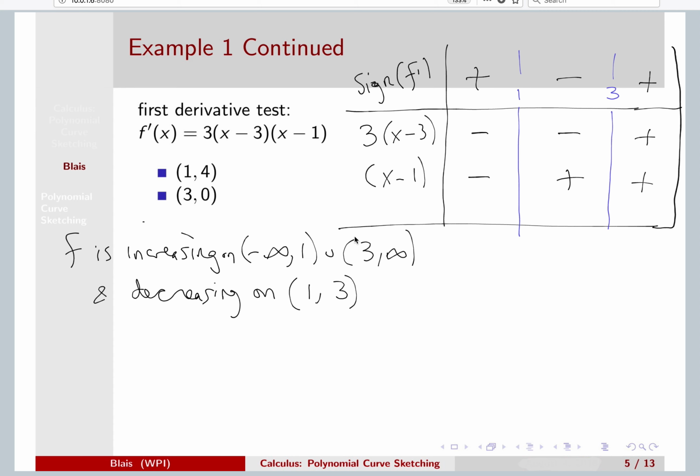We can also use this to identify these as local extreme values with the first derivative test. So as we approach 1 from the left, f prime is positive, so the function is increasing. It levels off at x equals 1, and then it's decreasing afterwards. So we see that the point (1, 4) is a local maximum. And for the other point, as we approach x equals 3 from the left, the function is decreasing, levels off, and then is increasing afterwards. So the point (3, 0) is a local minimum.